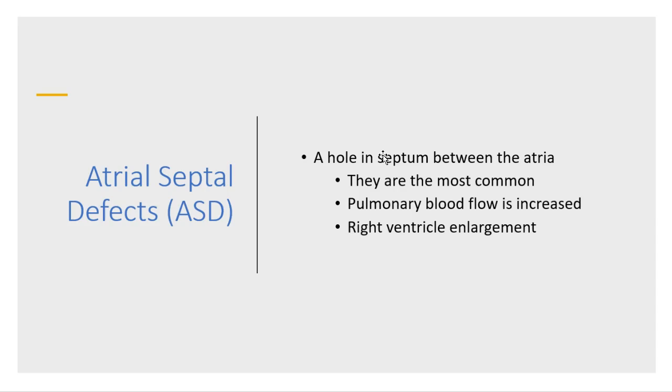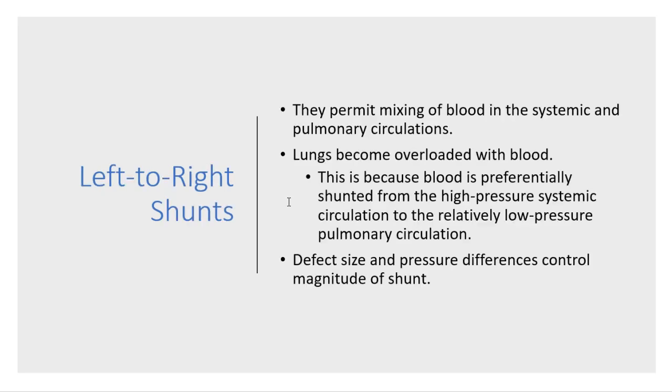With your atrial septal defects, ASD, it's a hole in the septum between the atria. They are the most common, and pulmonary blood flow is increased, and the right ventricle is typically enlarged. The blood from the left atrium is crossing into the right atrium, so you have a mixture of deoxygenated with oxygenated blood. They permit mixing of the blood in the systemic and pulmonary circulations.